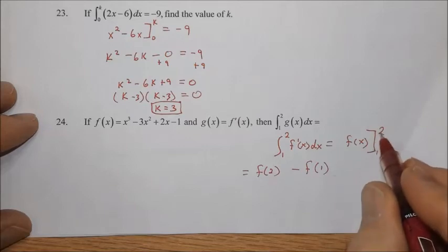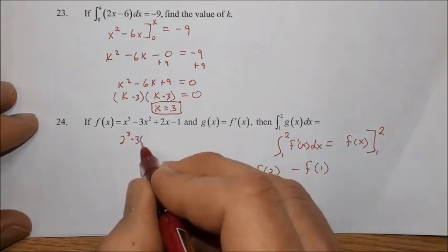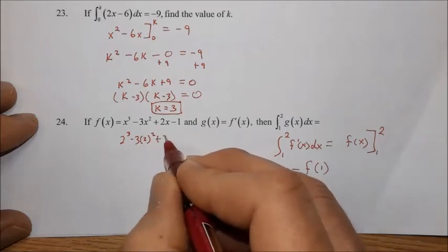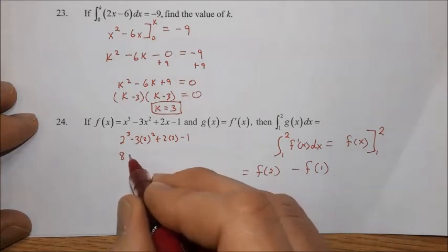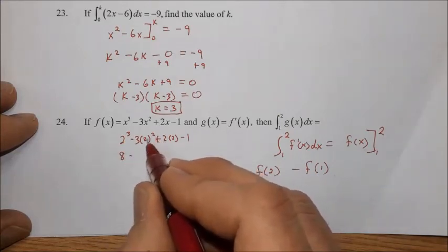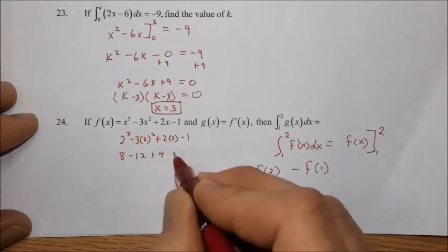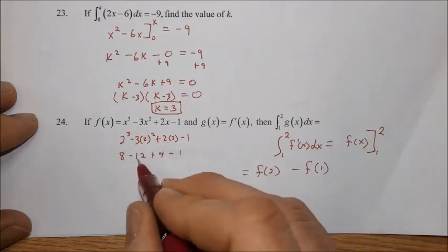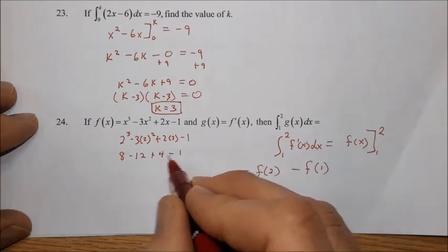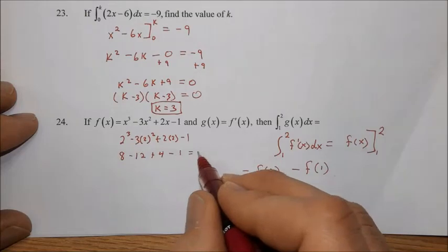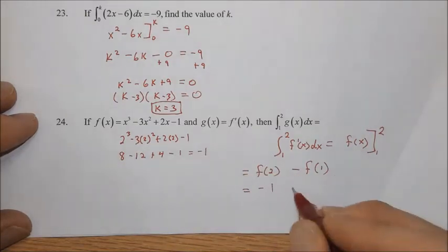So we got to plug 2 into the function. So up here we have 2 cubed minus 3 times 2 squared plus 2 times 2 minus 1. So that's 8 minus 2 squared is 4, tripled is 12, 2 times 2 is 4, minus 1. 8 minus 12 is negative 4, plus 4 is 0, minus 1 is negative 1. So f of 2 is negative 1.